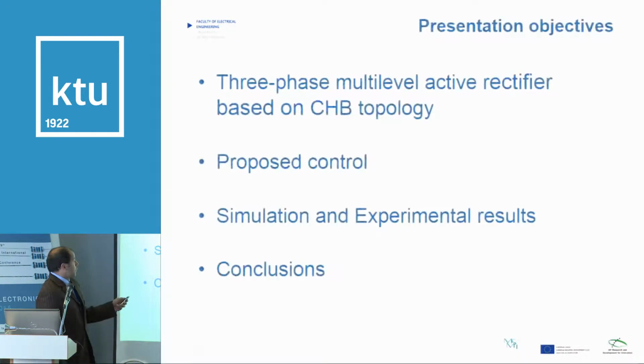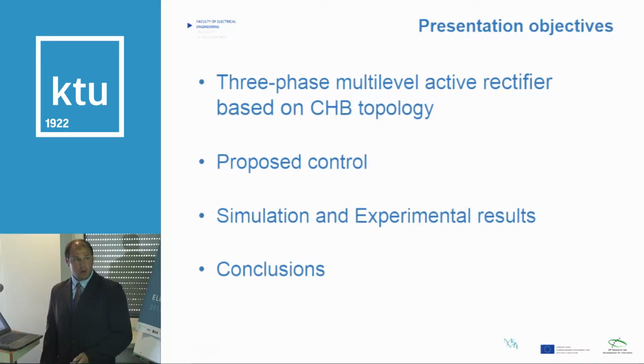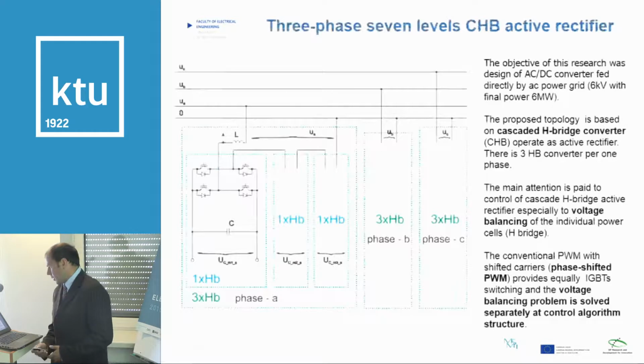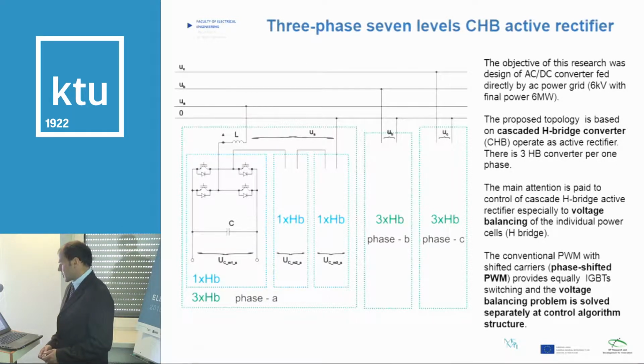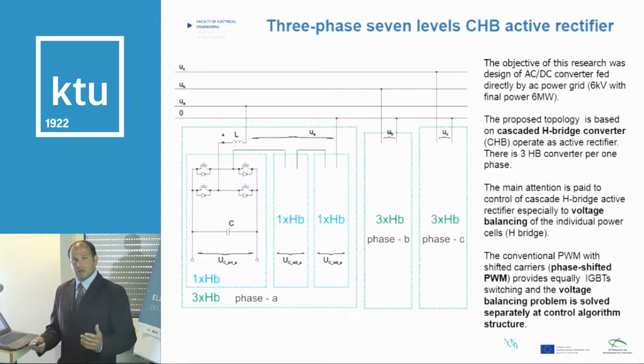This is my presentation outline: a few words about the multilevel converter based on cascade bridge topology, after that a few words about the control, and finally the simulation and experimental results. The main objective of our research was to design an AC-DC converter, which is fed directly from the 6 kV AC grid, without a bulky transformer, and the final power of the converter was designed for 6 megawatts.